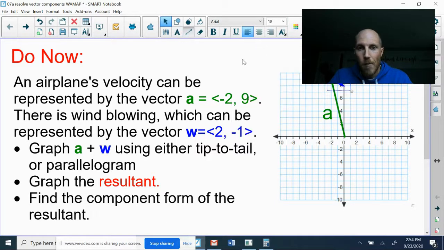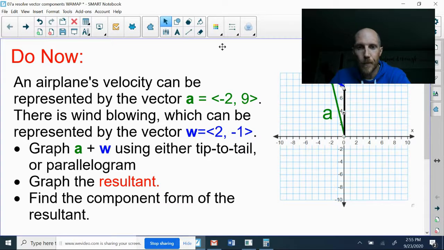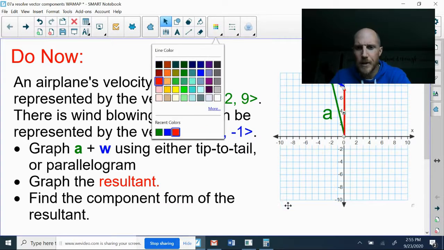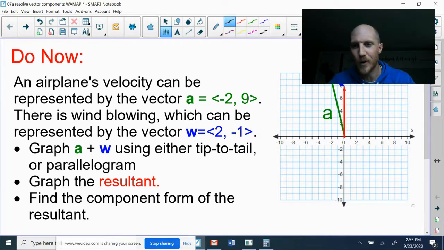And then we're going to do the resultant. So the resultant is going to go back to where the pigeon starts at home, right? Using that metaphor, starting at 0, 0 and going to where we just finished drawing that wind vector. All right, well, I'm just going to make this in red. That's the resultant. Find the component form of the resultant. Well, it doesn't really look that hard, huh?